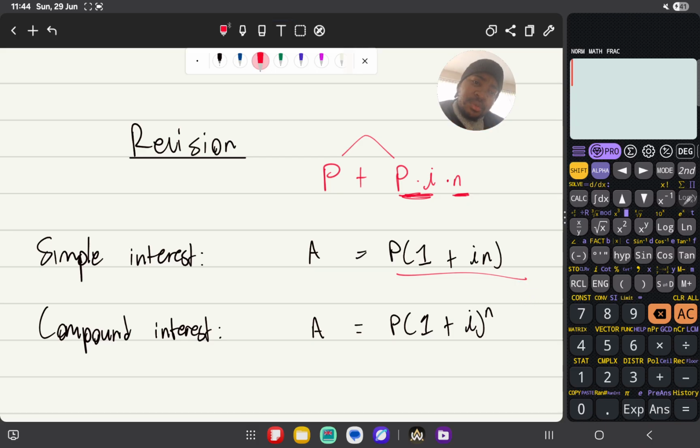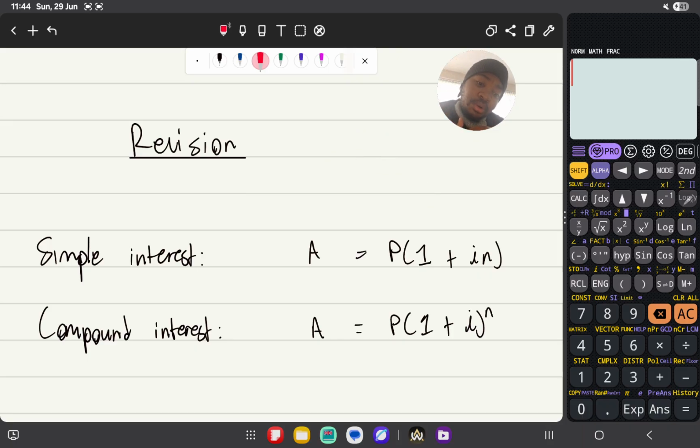And you can play with this formula to find the principal, which is the initial amount that you invest, and A, which is the accumulated amount, the total money you will have at the end of the investment, and the number of years which you're investing the money for, and the interest you gain from the money you've invested. That is just simple interest.